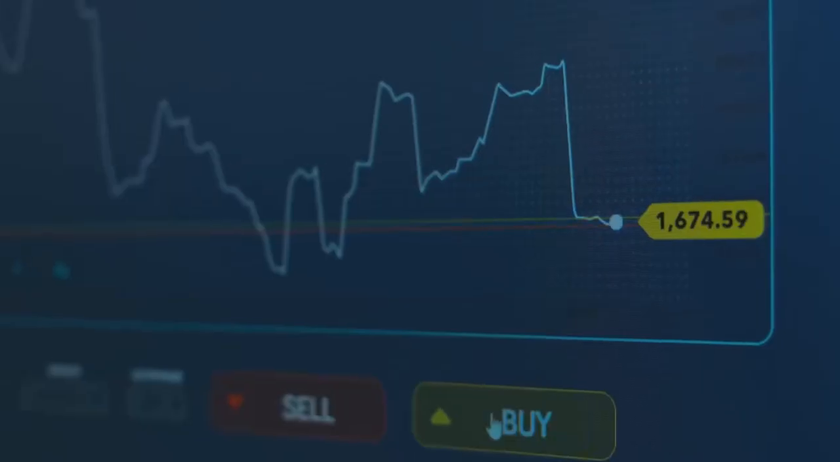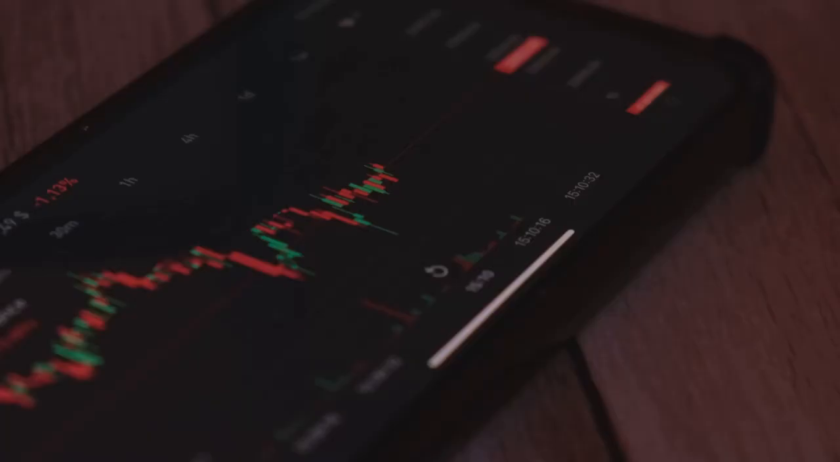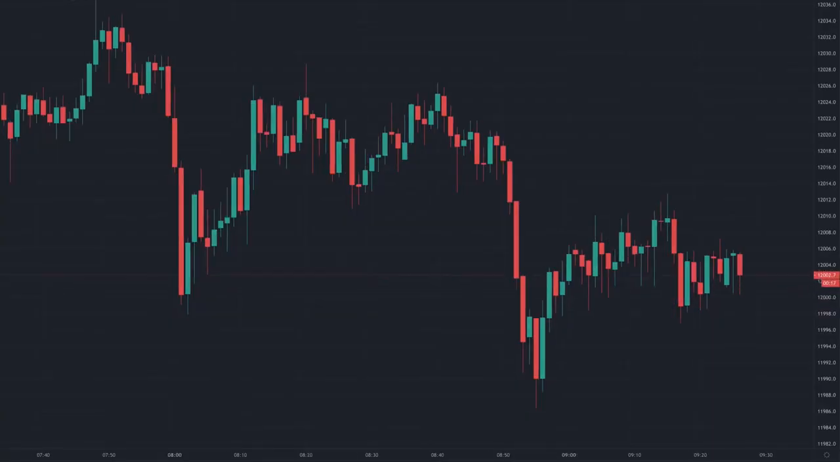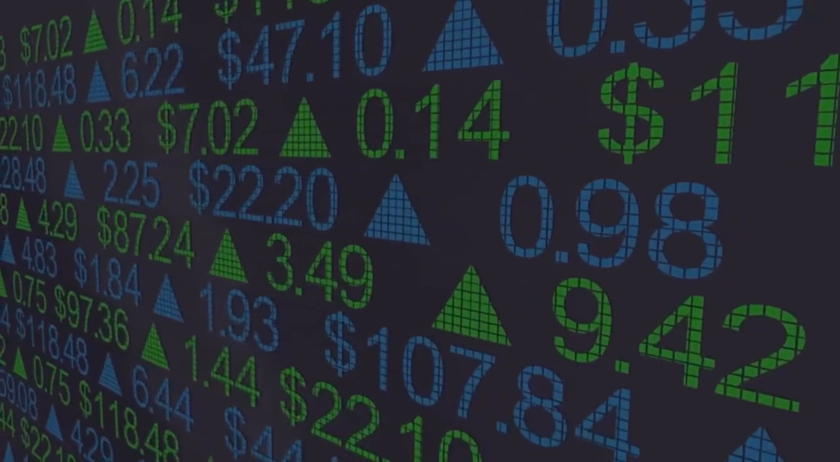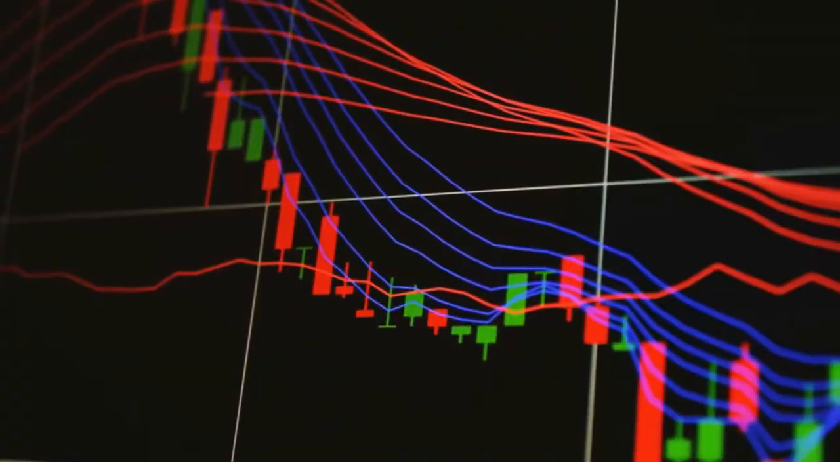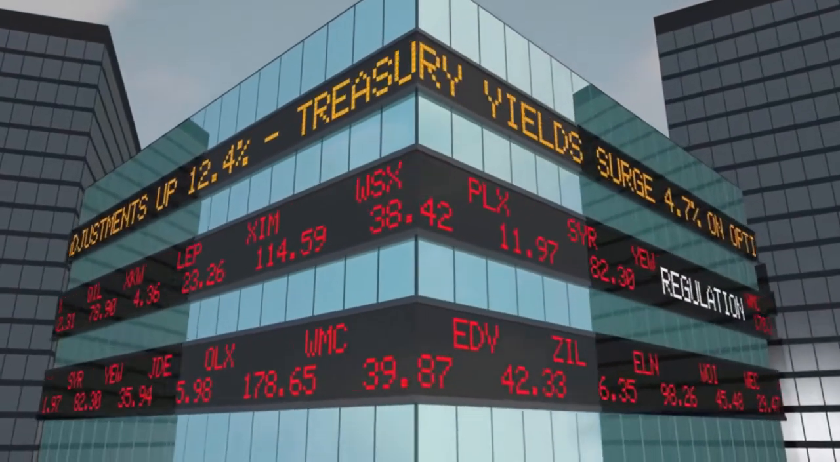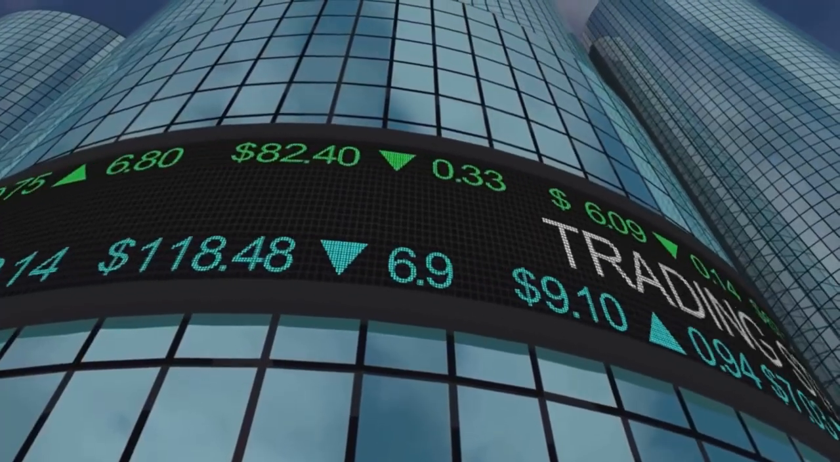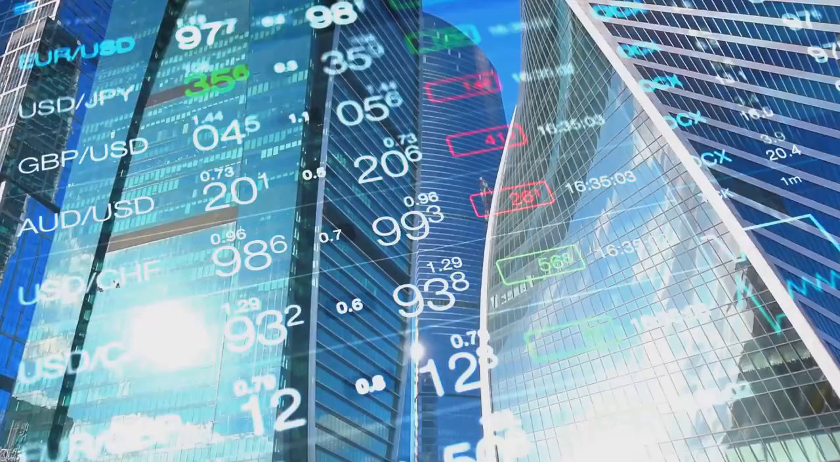Uptrend structure: higher high (HH), higher low (HL), higher high (HH), higher low (HL). This confirms buyers are in control. Downtrend structure: lower low (LL), lower high (LH), lower low (LL), lower high (LH). This confirms sellers are in control. Understanding this helps you catch trend continuation entries with confidence.